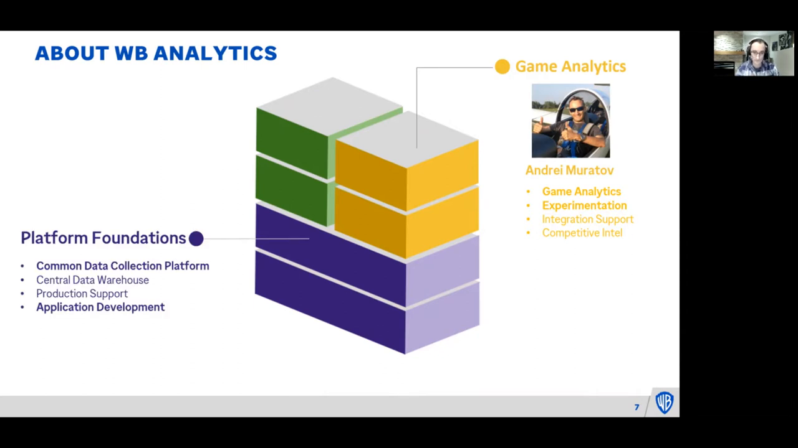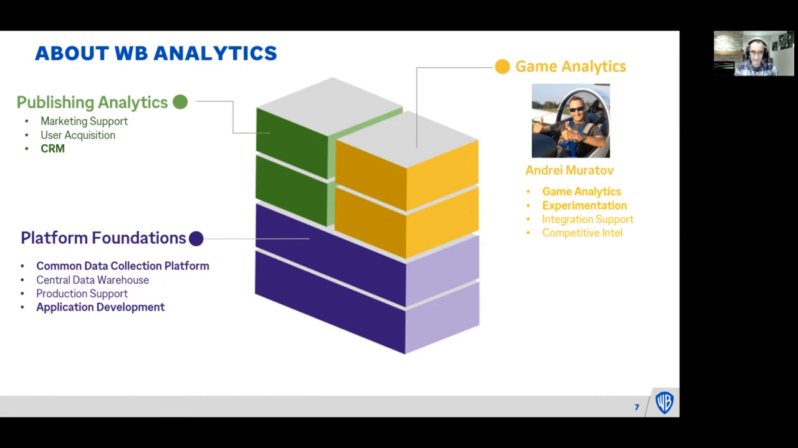The foundation of WB Analytics, which allows us to do what we do, is a common set of technologies that both collect data from games the same way from all of them, a central repository of data, a warehouse, so that all games have roughly the same KPIs computed the same way and make them comparable, as well as production support and, importantly, application development team. Now, the application development team is basically there to build tools for us as analysts to make us more efficient, more effective, and let us do things that we cannot do otherwise. They're a critical part of our success.